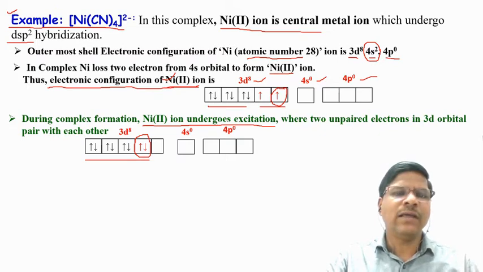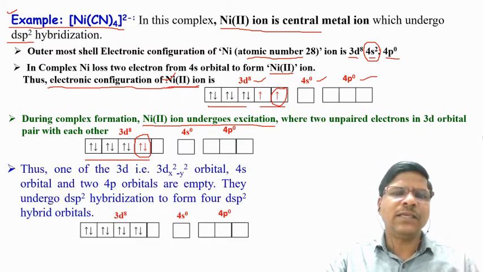This is the excited state nickel. The second process takes place in the excited state, that is, the empty 3d orbital, which is nothing but 3d x square minus y square, the empty 4s orbital, and the empty 4p orbitals of the nickel undergo dsp2 hybridization, and we get formation of 4 dsp2 hybrid atomic orbitals.